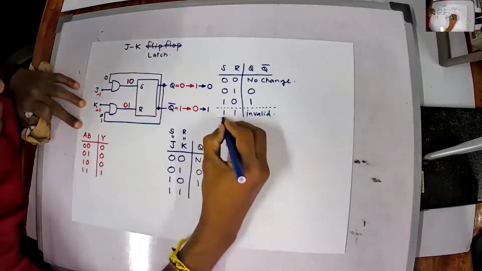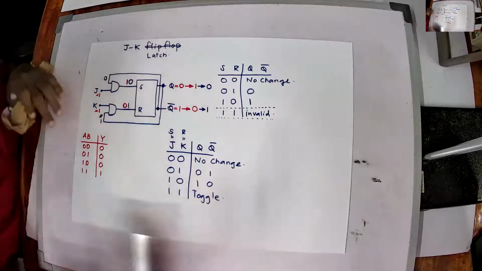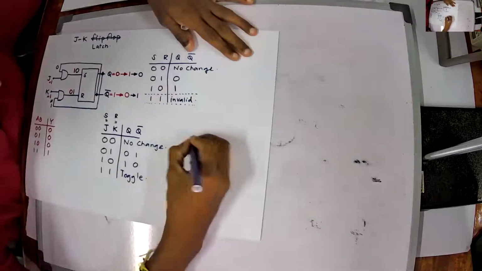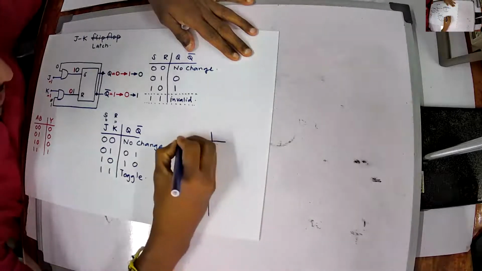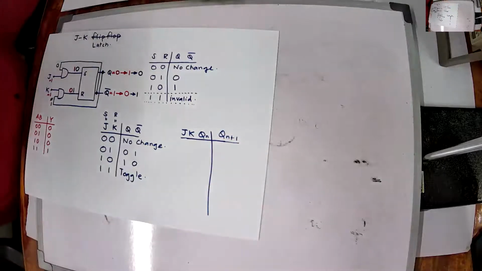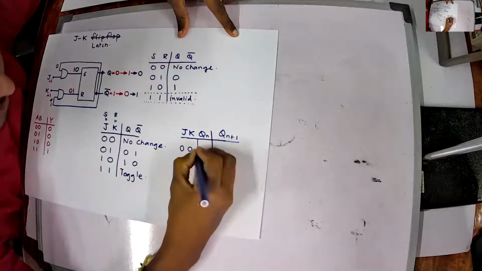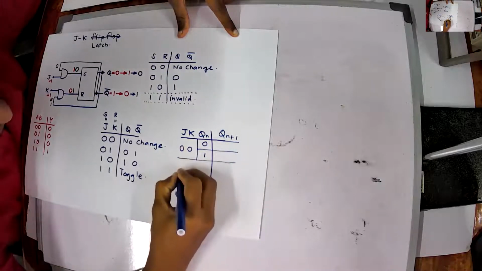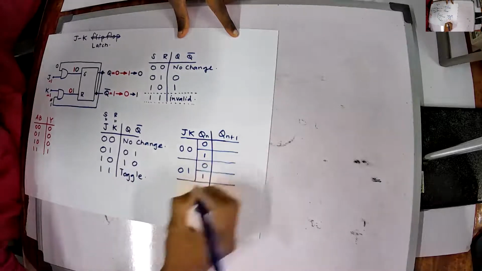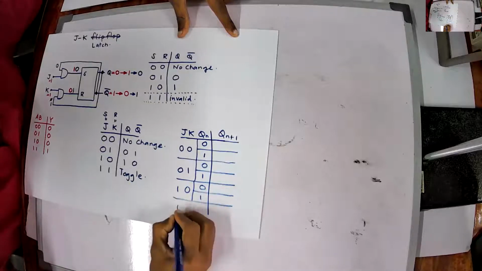And in an SR flip-flop, that 1 1 becomes invalid. Here 1 1 becomes toggle. Toggle means 1 becomes 0 and 0 becomes 1. If we write down the excitation, the state table, with J, K, Qn, and Qn plus 1, let's first take J is 0, K is 0, and Qn is 0, and the next will be 0. Let Qn be 1, next is 1. Finally, 1, 1.